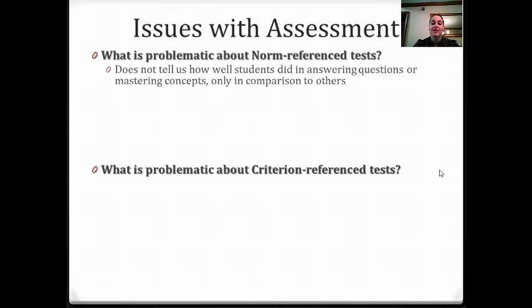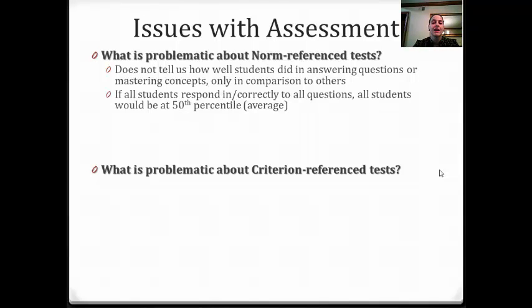So let's talk about what is problematic about norm reference tests. If you think about norm reference again, that is comparing the student to somebody who has taken the test before, right? And ranking them using a percentile to figure out how well they scored in comparison to other students who have taken this test. So a norm reference test does not tell us how well students do in answering questions or mastering concepts. That 71 percentile score doesn't tell you how many questions the student got right. It only tells you how well they did compared to everyone else.